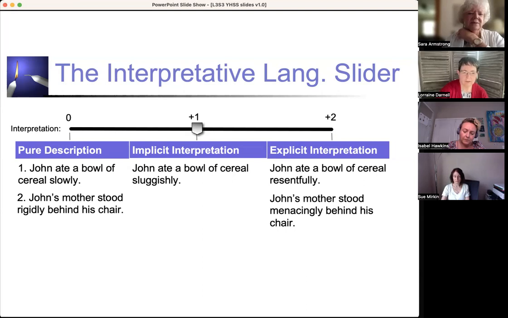How about: John's mother stood behind the chair, gripping its back? Gripping its back. So is there an interpretation there, or is it just physical description? I don't know. Gripping its back, well, firmly, but I don't want to say angrily yet, because that's menacingly, right? Right, exactly. So in my mind, gripping its back is just part of the physical description.